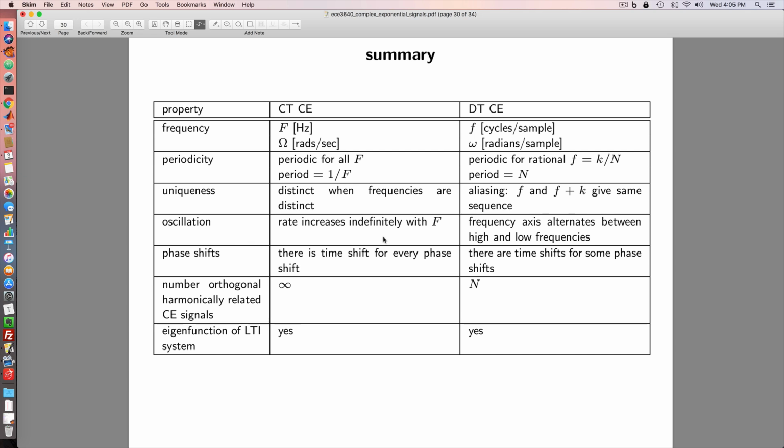The rate of oscillation in the continuous time case increases with frequency, but as you increase frequency in the discrete time case, you alternate between high and low frequencies as you scan through the frequency axis. There's a phase shifting property. There's a number of harmonically related complex exponentials that are orthogonal. In the continuous time case, there's an infinite number. In the discrete time case, there's only N. And the eigenfunction property is one that holds both in continuous time and in discrete time.